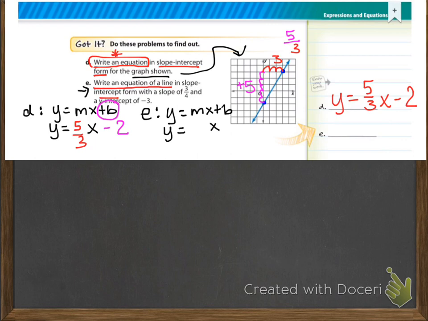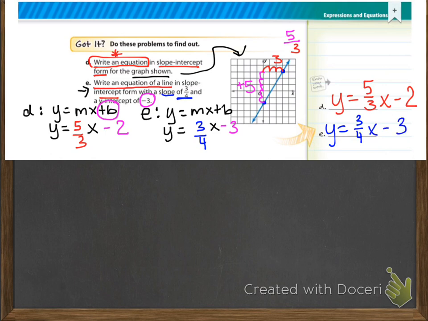So now it says the slope is 3 over 4. So I'm going to underline my slope right there. And then it says the y-intercept is negative 3. So as usual, I'm going to circle the negative 3. So minus 3 is going to go there in the y-intercept spot. And then they said the slope was 3 over 4. So my final answer for this one should be y equals 3 over 4x minus 3.